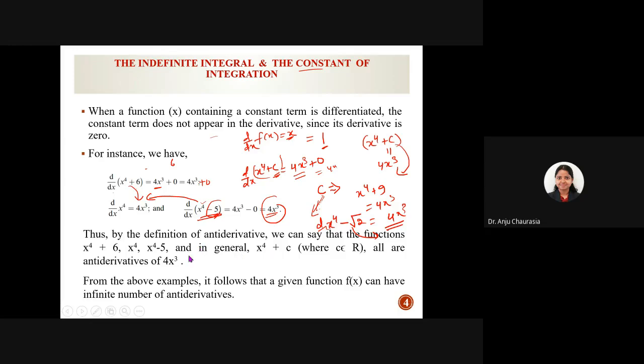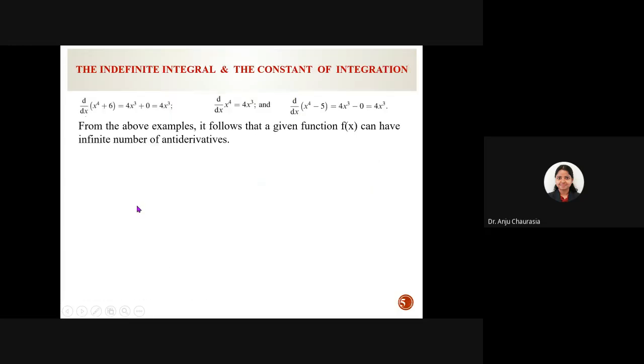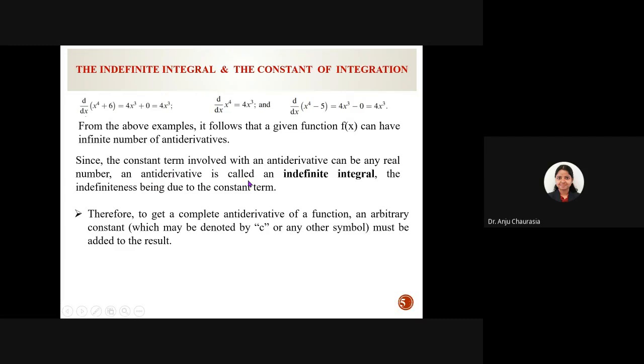So that's why I have given here x4 plus 6 in general, all are antiderivatives of 4x cube. So the antiderivative of 4x cube is x4 plus c. It's very important to see why this c has been introduced here: because if we differentiate so many different functions, we are going to have the same value. That's why this constant term is involved, and it can have an infinite number of values. That's why this is known as the indefinite integral, and c is known as the constant of integration.